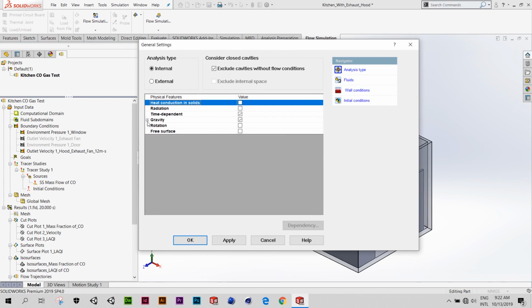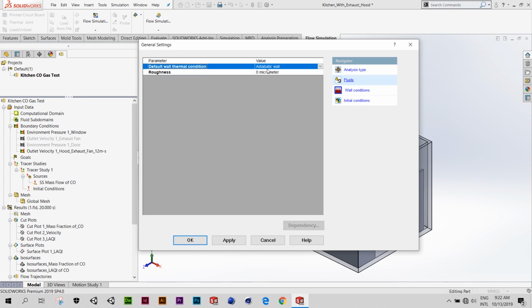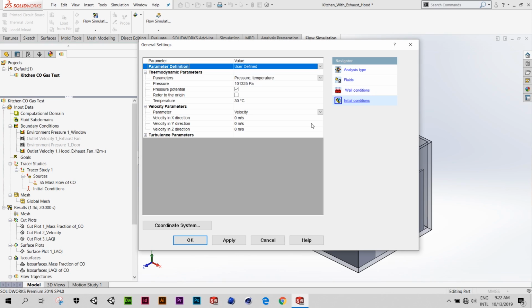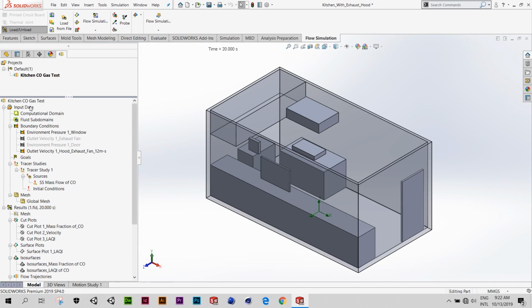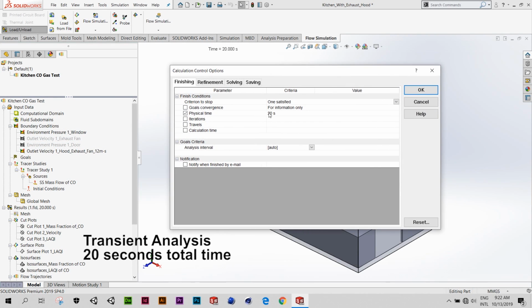You see my study. I open my project settings. You see I used gravity in the negative y direction as usual. I'm using the internal type study, and in my fluids I'm using air, and in my wall conditions I'm using adiabatic wall. In my initial conditions I only change the initial thermodynamic parameters, the environment temperature inside the kitchen. I change this to 30 degrees Celsius since it will be hot inside the kitchen when you're cooking or something like that. And if you go to the calculation control options, the project is a transient study with 20 seconds duration.